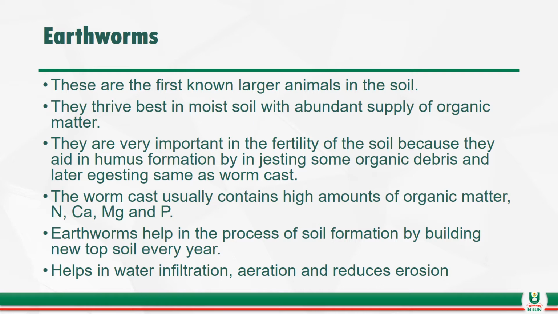The wormcast usually contains high amounts of nutrients like nitrogen, calcium, magnesium, and phosphorus. Earthworms help in the process of soil formation by building new topsoil every year. They equally help in water infiltration, aeration, and reduce soil erosion.